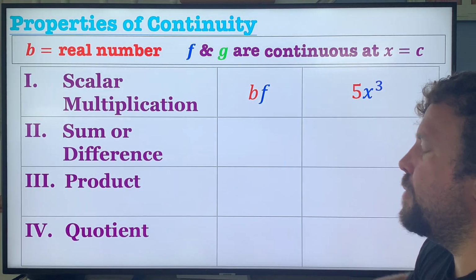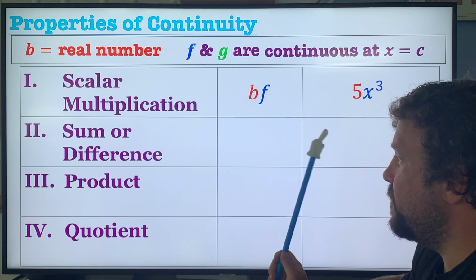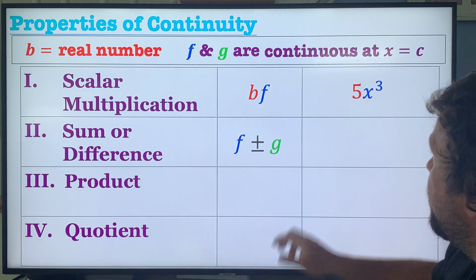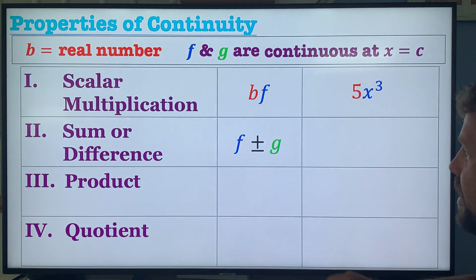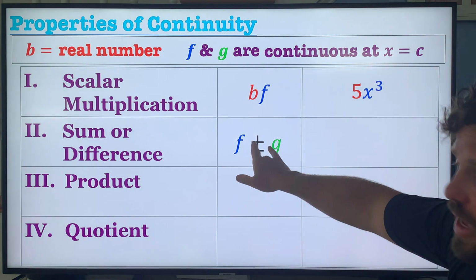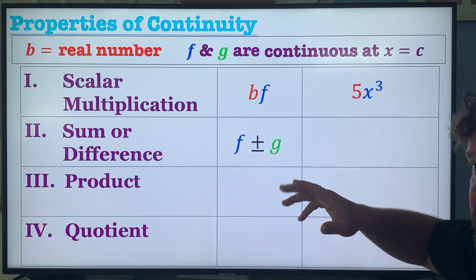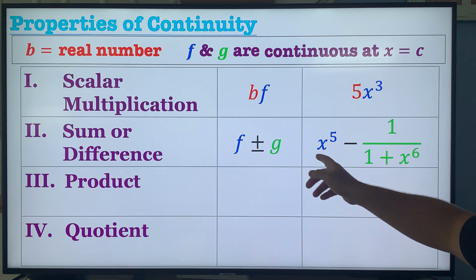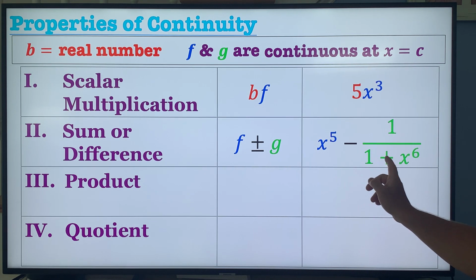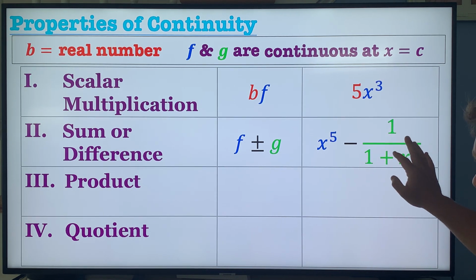Second thing is a sum or a difference. So that's when you take 2 functions and you add or subtract them. That will still be continuous. If both these functions are continuous, by adding 2 continuous functions, you still have a continuous answer. So for instance, if I take x to the 5th and I subtract 1 over 1 plus x to the 6th, which is always going to be continuous, right?